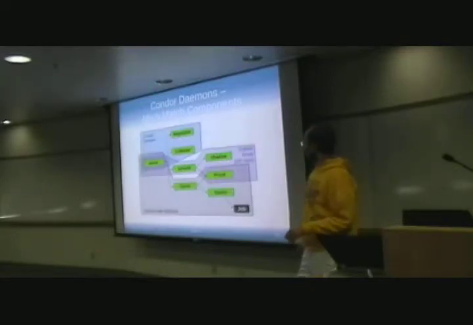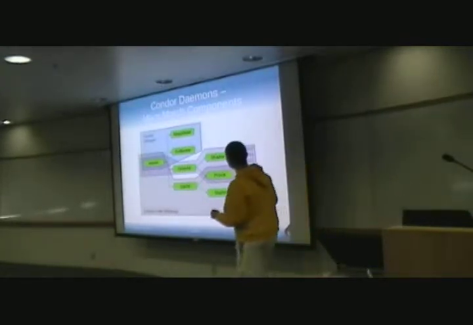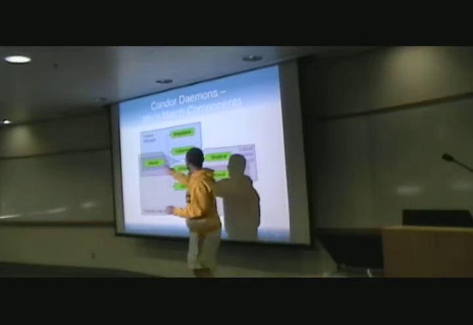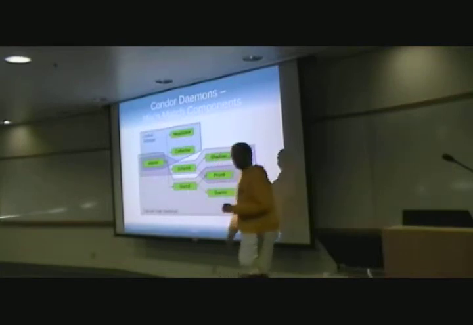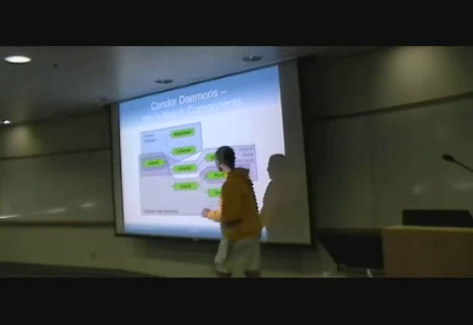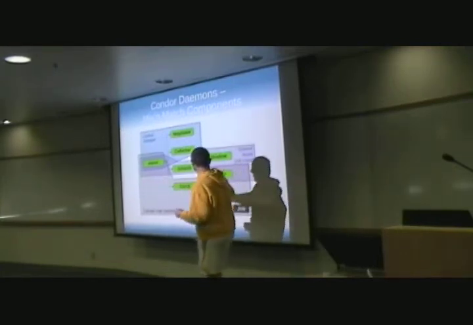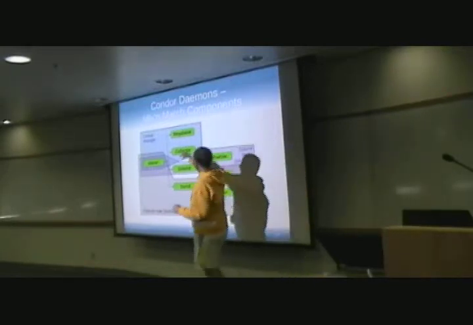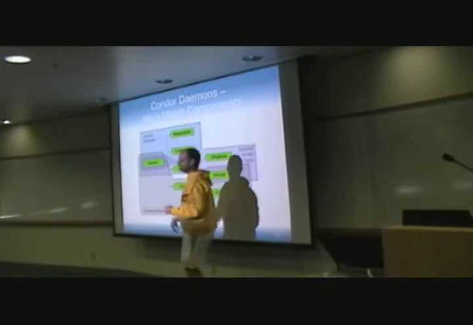Oh yeah, and here is another slide to see which processes run on which nodes. So essentially on your submit machine, you will have a master, a schedd, some shadows, and a procd. On an execute node, you will have a master, a startd, and a starter, and finally user jobs. And on the central manager, you essentially have master, collector, and negotiator.